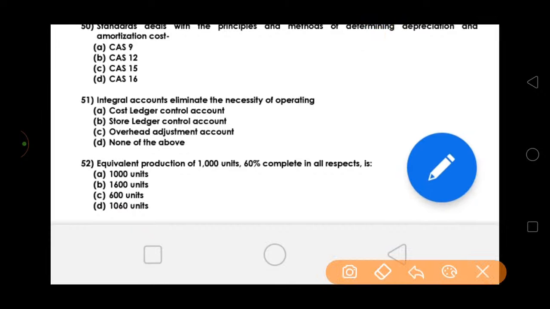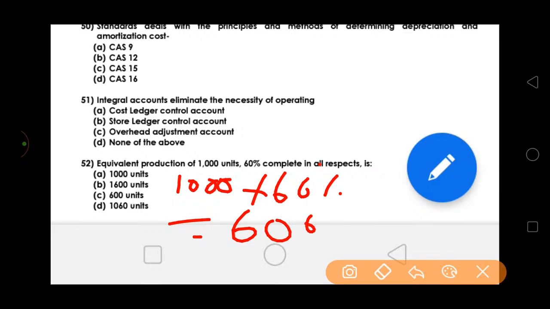Equivalent production of 1000 units, 60% completed in all respects, so we get 600 units.